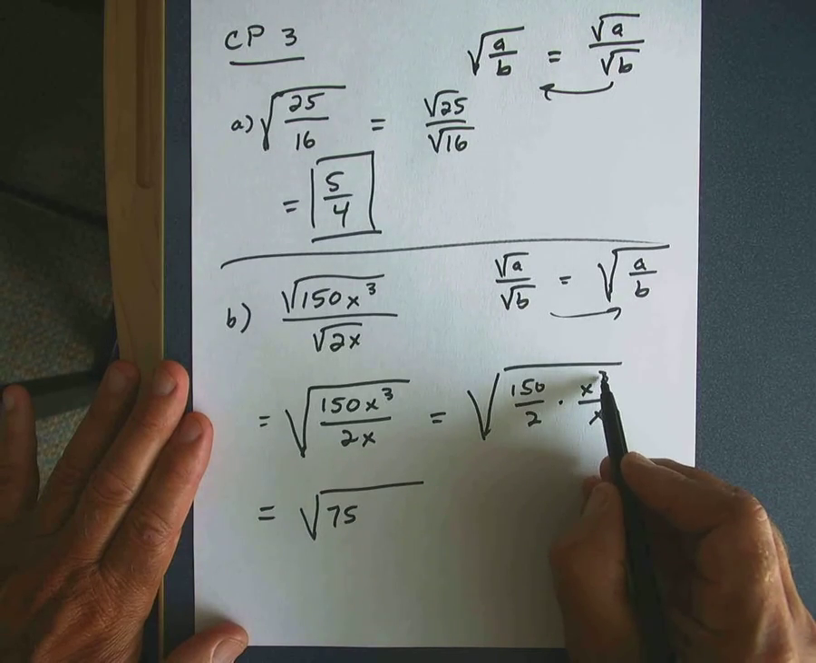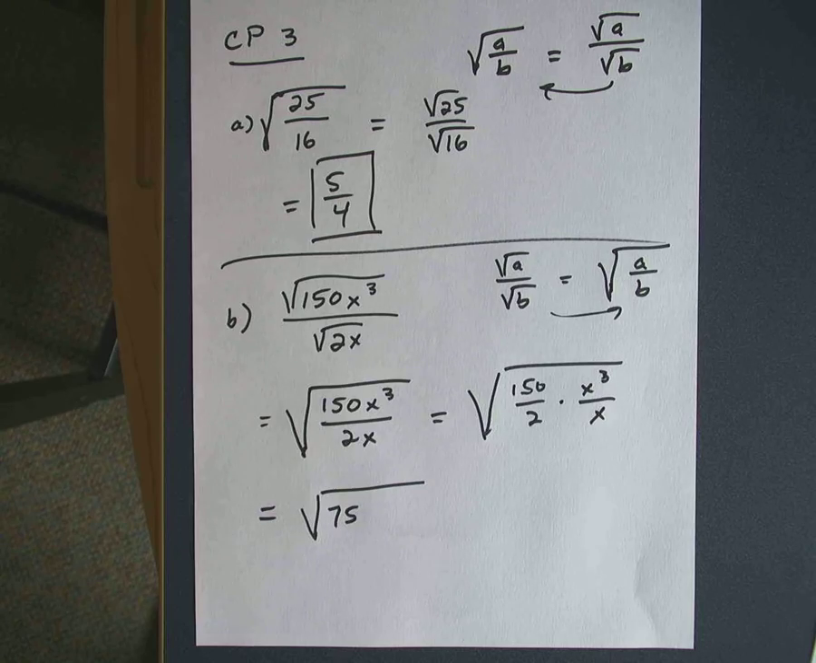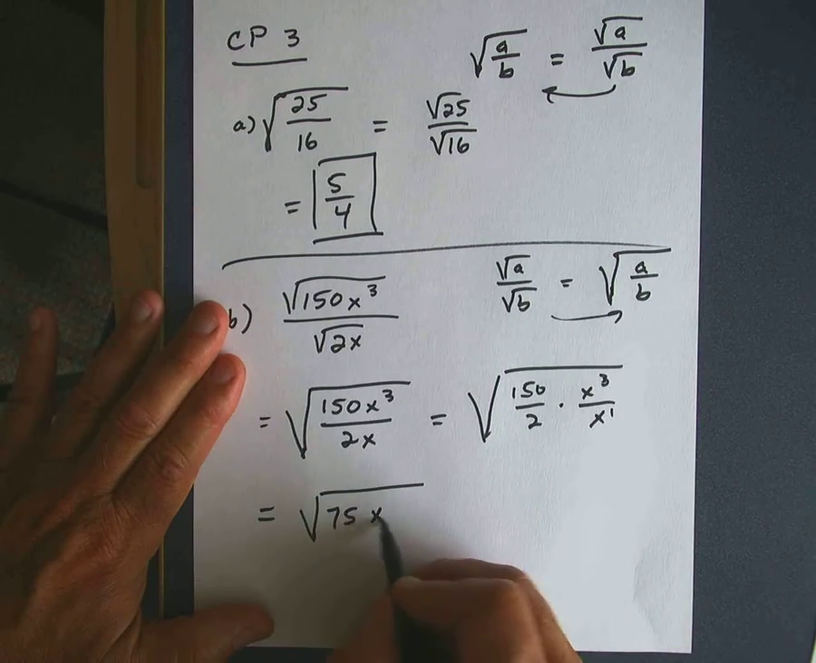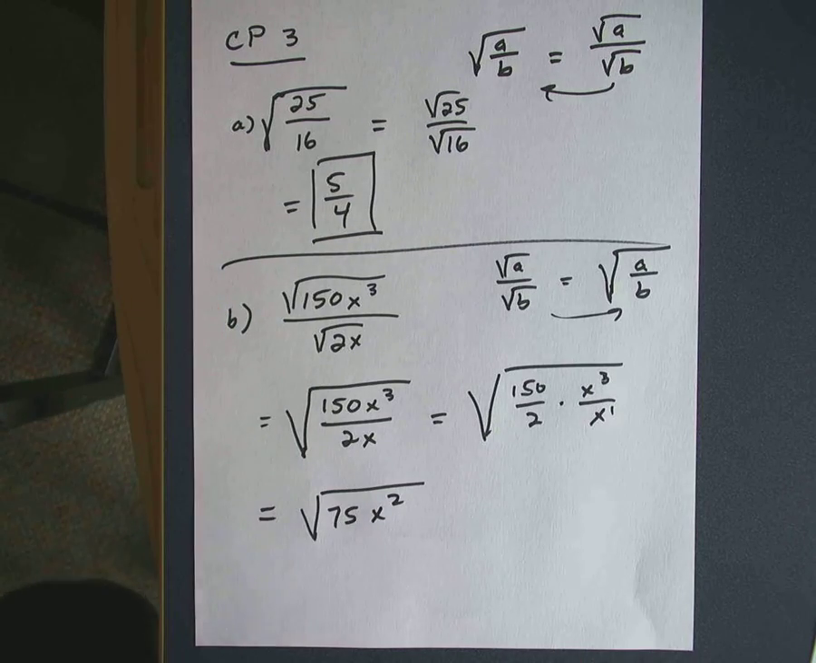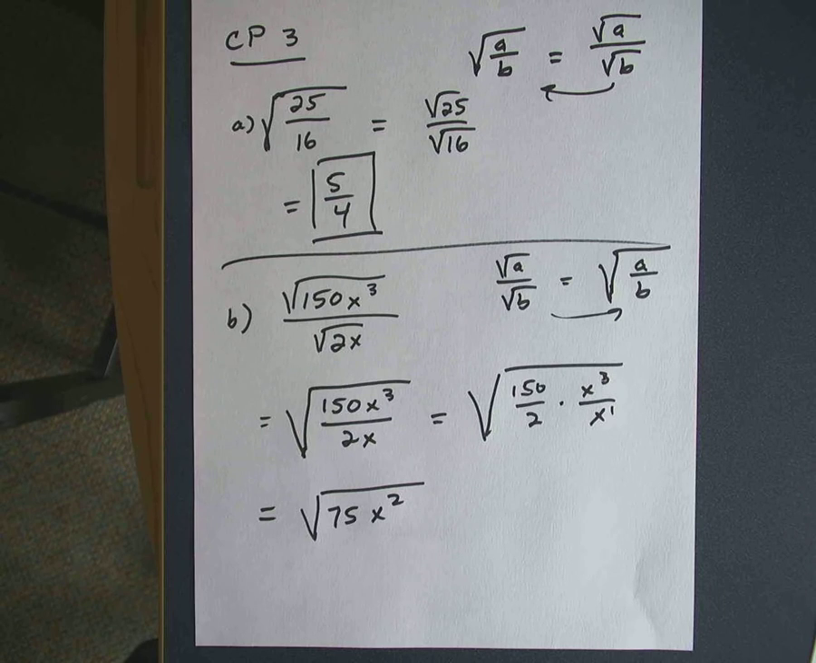X cubed over x, using our property, that would be x to the third power, the 3 minus 1 power, because it's x to the first. And so that's going to be x squared. Okay, that's simpler than what we started with. Instead of a fraction, now we just have a term that doesn't have a fraction.